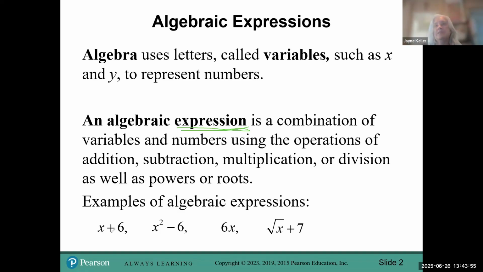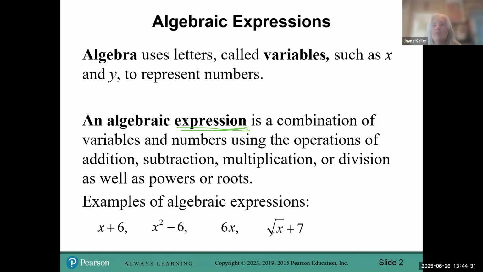Below here, you see some examples. x plus 6, so we've got a variable and then a number, and we're combining them with an addition sign. Here we have x squared minus 6, so we're combining a variable and a number, and we're using both a power and a subtraction, and so forth. So these are all expressions. And notice that while they have add, subtract, multiply, divide, powers, roots, or some combination of those, there's no equal sign. An algebraic expression does not have an equal sign.